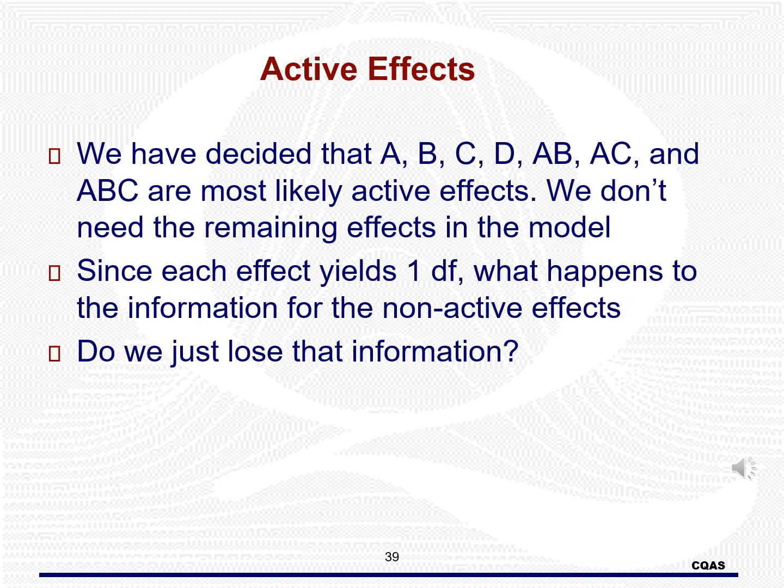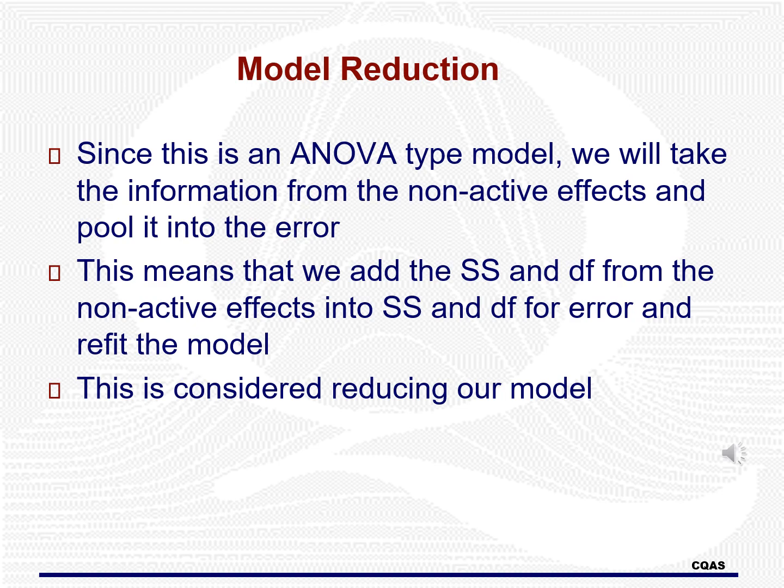Since the p-values are less than alpha, the active effects seem to be B, C, D, and ABC. We will not need the other effects and hence will drop them from the model. Now what happens to the set of 1 degree of freedom effects that we drop from the model? We will take that information from the non-active effects and pull it into the error. Then we refit the model. We call this reducing our model.